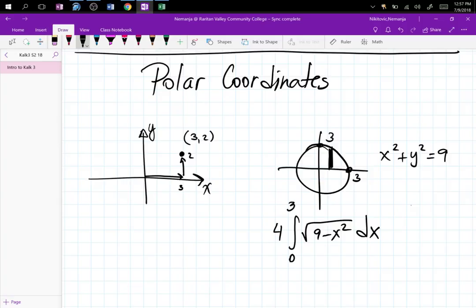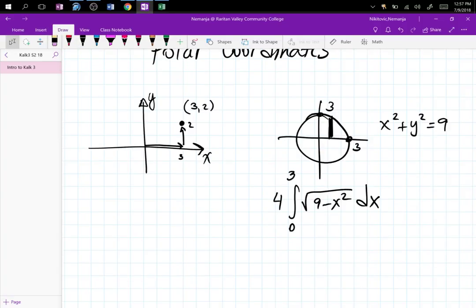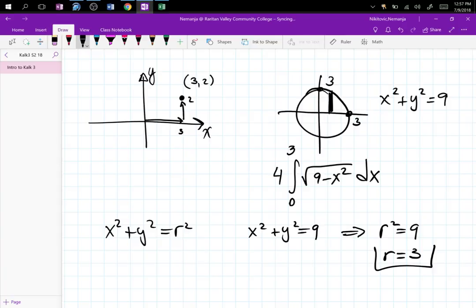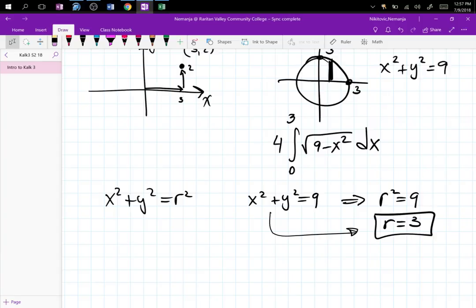Now, what do polar coordinates do? They make a joke out of this. Because the polar coordinates say, well, in our conversion, x squared plus y squared is actually r squared. So the equation that you had before, x squared plus y squared equals 9, becomes r squared equals 9, from where r is equal to 3. So your really nasty equation in Cartesian rectangular coordinates became just r equals 3. What's easier than to integrate a constant? Right?